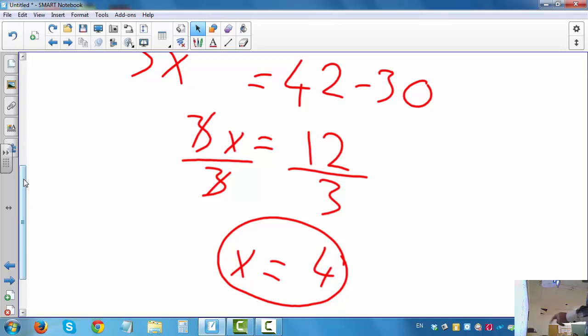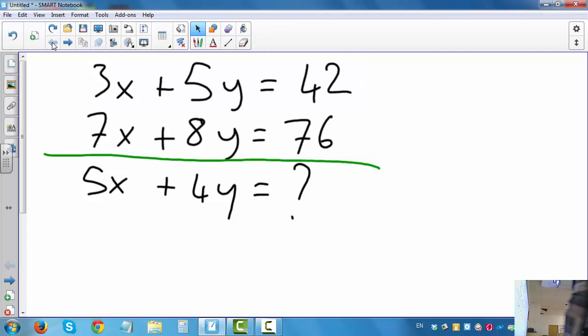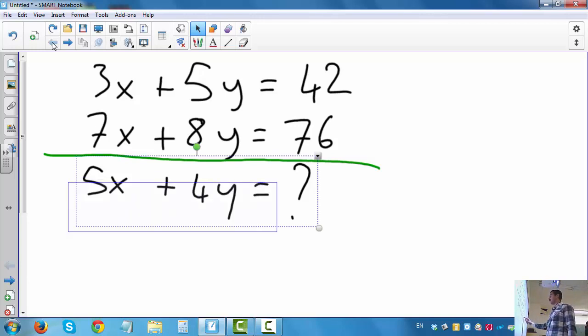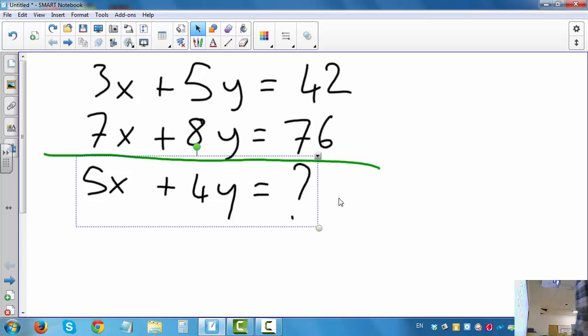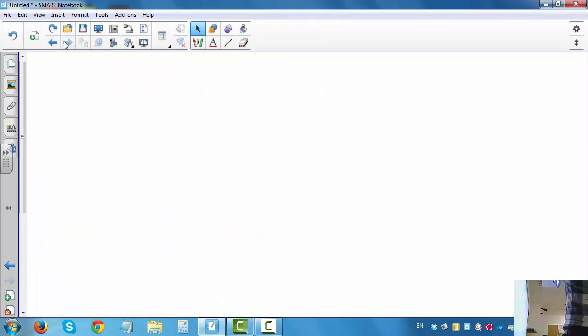So how do I do that? Now I have the x, I have the y. Where is the question, that ugly question that many students skip because they don't know what to do? Let's copy this. Now I am dealing with the last one. Let's copy that. Let's go to a different page and paste that.